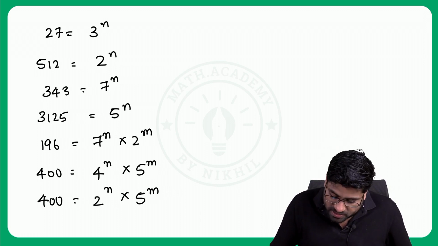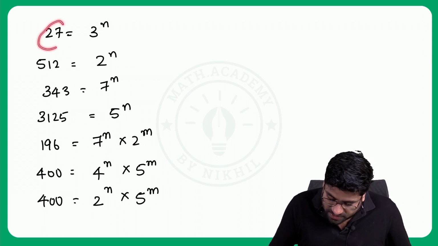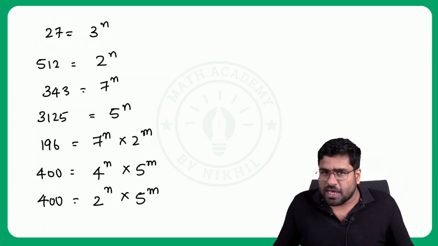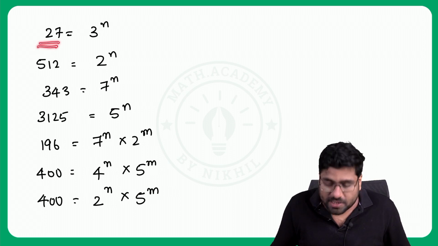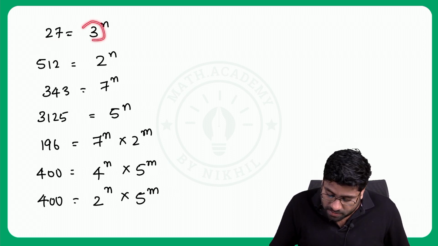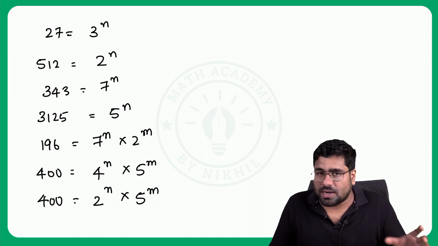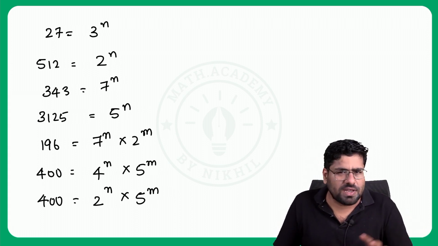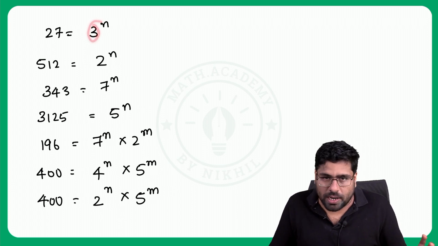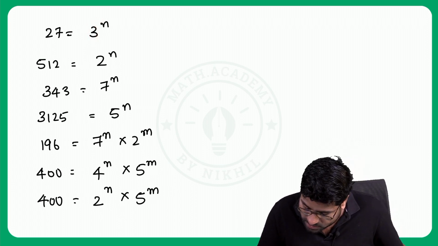Alright, so let's take the first question. The question is 27 is equal to 3 to the power of n. That means you have to prime factorize 27 with the number 3 alone. You cannot use any other number. You cannot use 9, you cannot use 2, you cannot use 5, only 3, right? So let's do the prime factorization of 27.